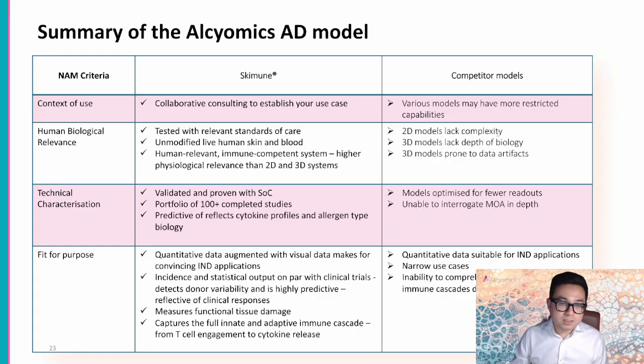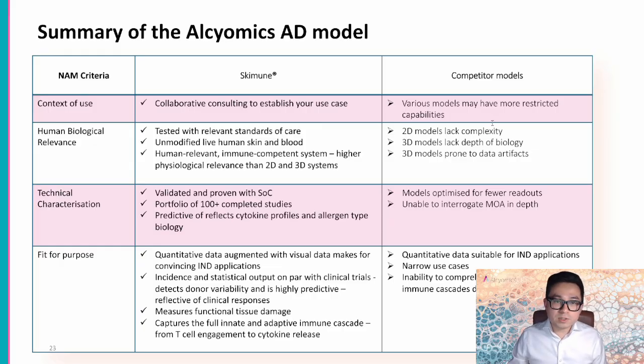In terms of human biological relevance, it goes without saying, SCIMMUNE uses unmodified live human skins and bloods and provides an immune-competent tissue context with greater physiological relevance than simpler 2D or 3D systems. In terms of technical characterization, the model has been tested with standards of care, as you've seen, so we are well aware of how to modify the model to suit your needs. The model is also supported by a broader Alcyomics study portfolio in immunotoxicity.